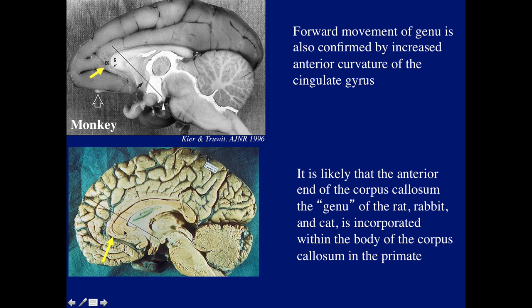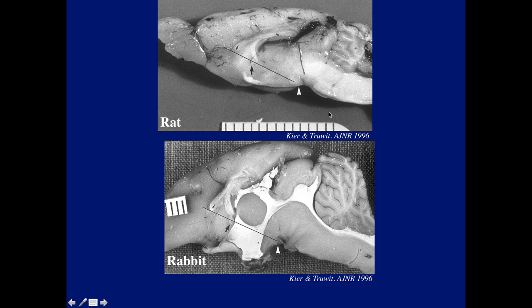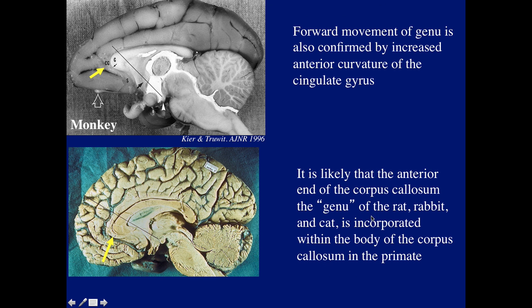marked expansion and kind of the rounding of the genu and way beyond the Mack line. And it's likely that in the animal, which we would call the genu by the anterior end, it's really not a true genu. Eventually it'll be part of the body in the human corpus callosum. And that's what I'm saying here. It's incorporated within the body. The true genu, the human genu, is not present in other animals.